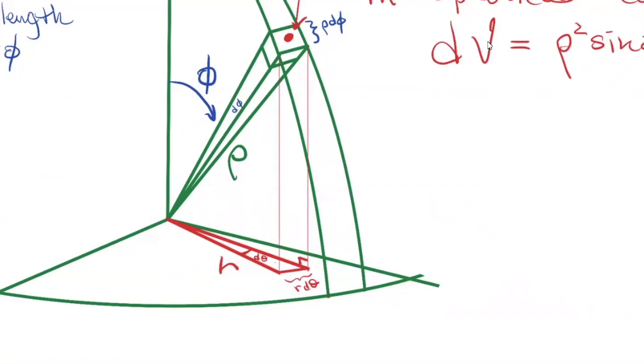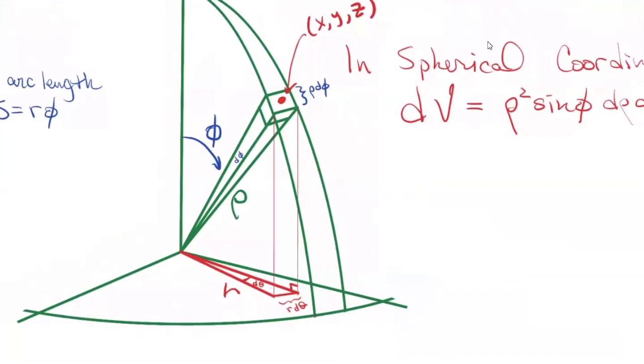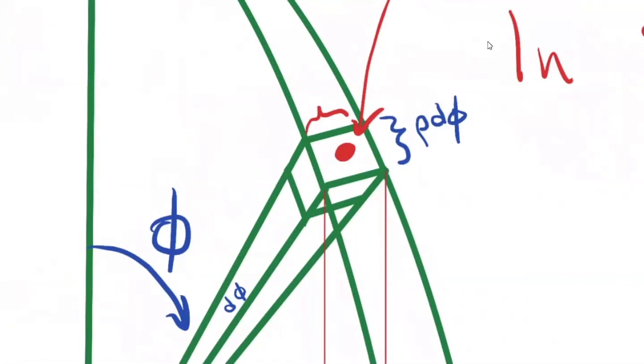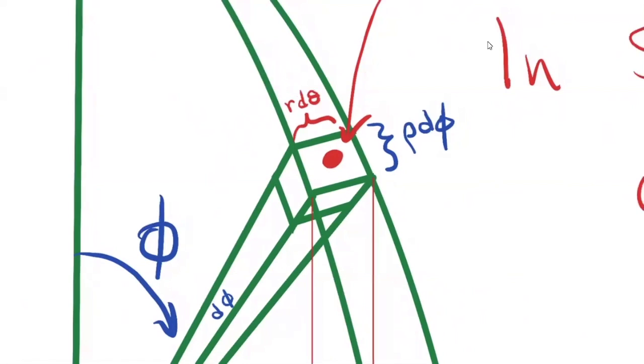And that's already theta, so I could measure it this way here as r d theta as well. Okay, and then this length this way would be just d rho. That's a differential in length.